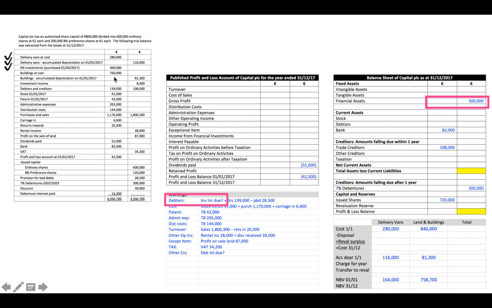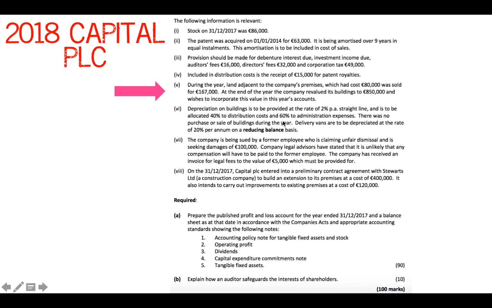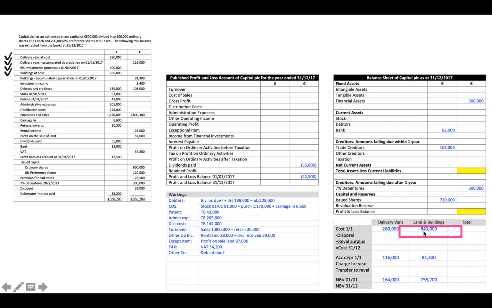Now, buildings at cost here, €760,000. What we have here is €840,000. Why is it not 760,000 as is here? Well, this here says buildings at cost, and this here is land and buildings. If you look down later on in the question, which we've previously read out, number 5 said during the year, land adjacent to the company's premises, which had cost €80,000, was sold for €167,000. So they had land that cost €80,000. Therefore, this 840 is the 80,000 and the 760. So that is why that is a little bit different there.